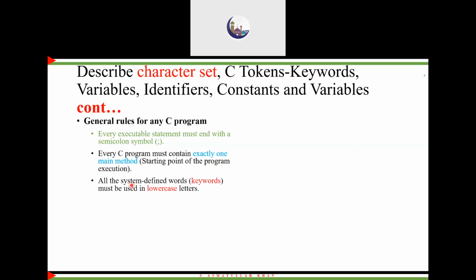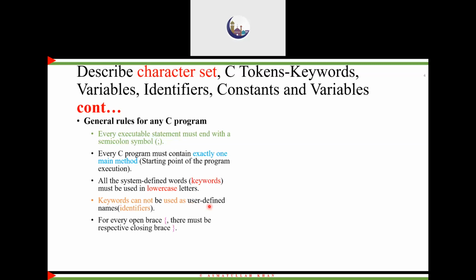So all these system defined keywords, those words which are already defined in our compiler, whose meaning is well known to our compiler, those words are called keywords. Those keywords should be mentioned in lowercase letters only. They cannot be mentioned other than that. Then keywords cannot be used as user-defined words. If I want to create my own word, can I use a keyword as my own word? No, because it's already defined in the compiler. Its meaning is already known to the compiler. It cannot be reused.